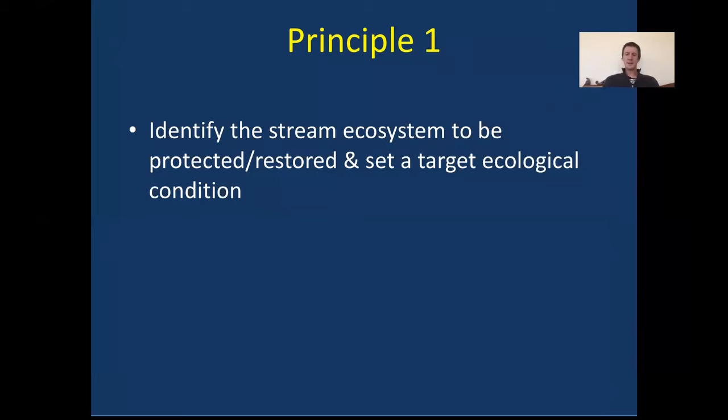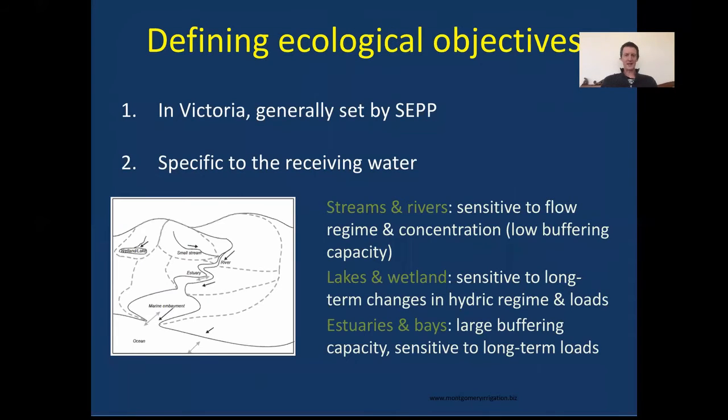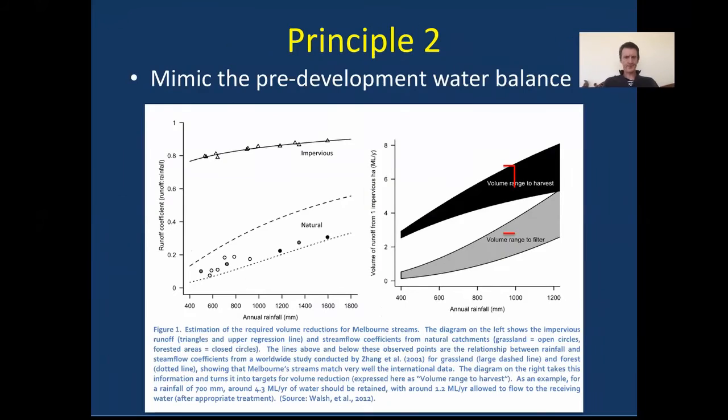Well, the first is we need to know something about the stream ecosystem we're trying to protect, and we need to set appropriate ecological condition targets for it. Now, for most of us, that's not our job. We get given those targets. In Victoria, that's typically set by the State Environment Protection Policy, and Melbourne Water itself has targets about different waterways and what it wants to achieve. Those targets need to pay attention to what sort of waterway it is and what it's sensitive to. For example, a small headwater stream is going to be very sensitive to changes in flow, whereas a big estuary is going to be a bit more buffered against those impacts.